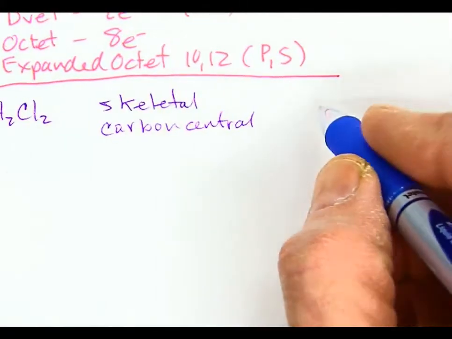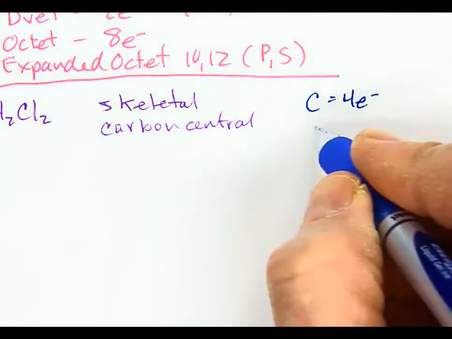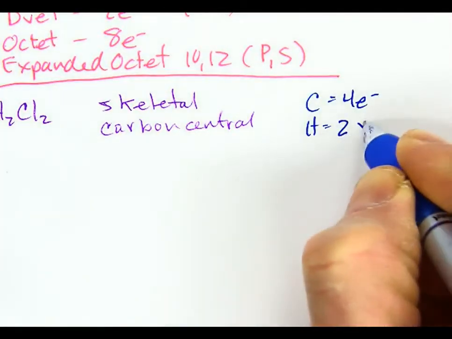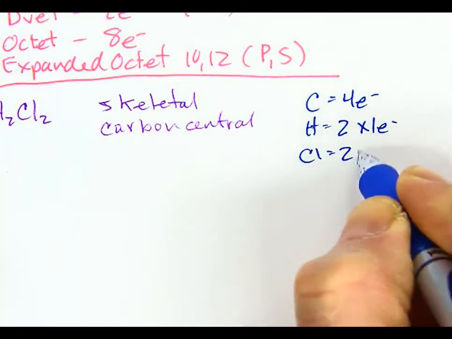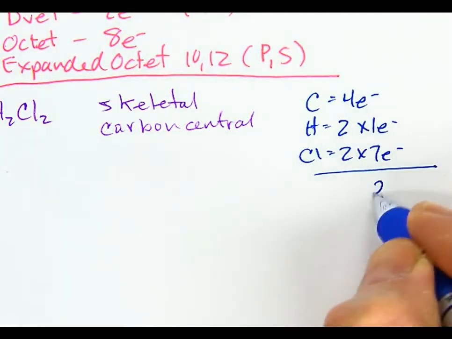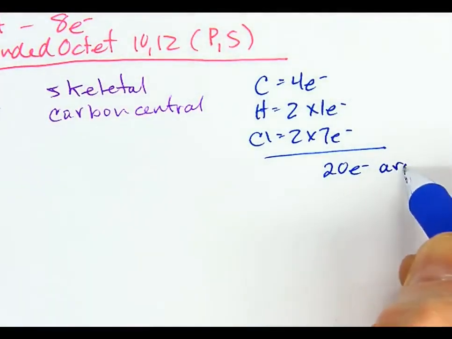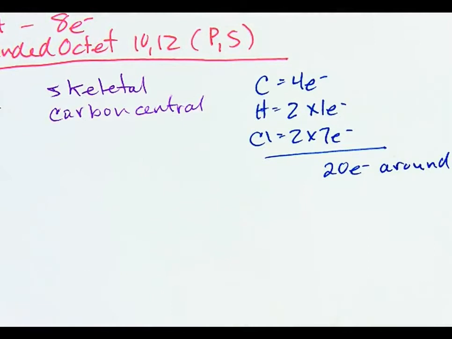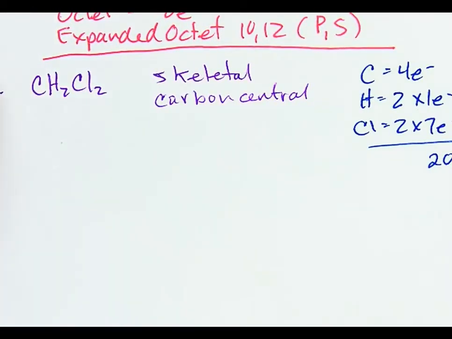And what we do is we say, well, carbon has 4 electrons because it's in group 14. Hydrogen has 2 times 1 electron because there's 2 hydrogens. And then chlorine has 2 times 7 electrons. And if we add that up, 14, 18, there's 20 total electrons that are going to go around this molecule. Some will be in bonds and some will be unshared. That means they're just going to be 2 extra dots. Okay? So what do we do now?